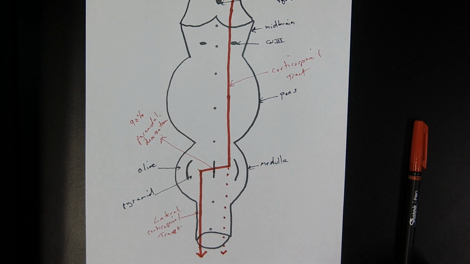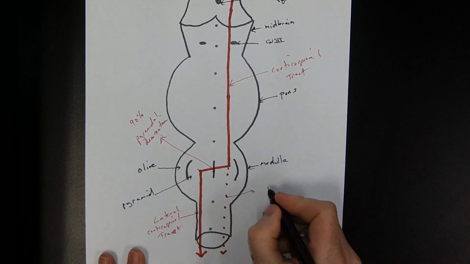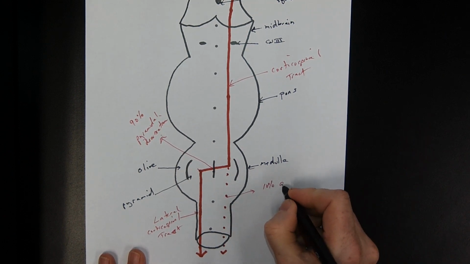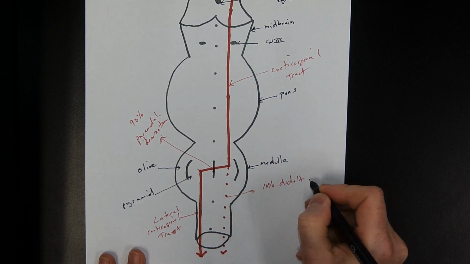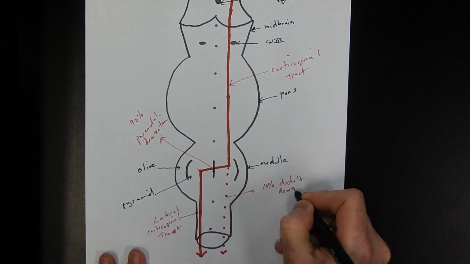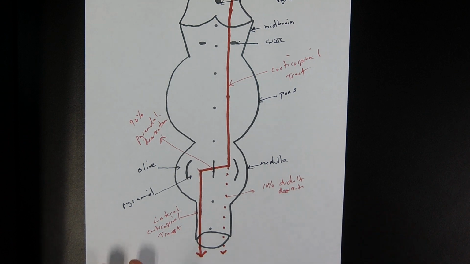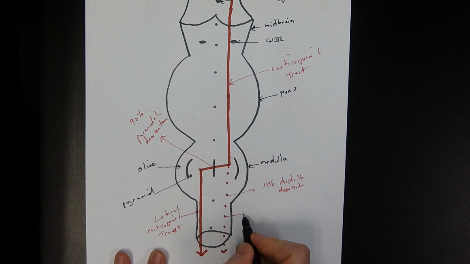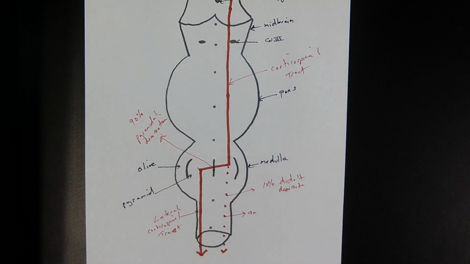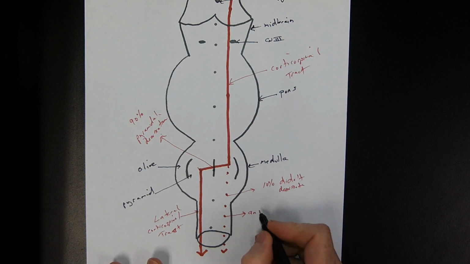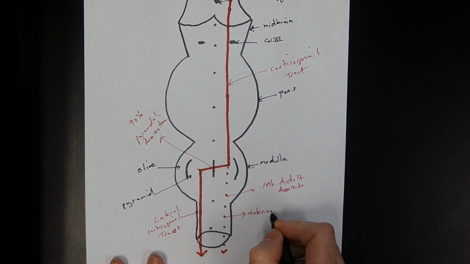Okay, this is an extra 10%. So these are the 10% that didn't decussate. Okay, the 10% that didn't decussate, that's going to be your anterior corticospinal tract. And if you remember the spinal cord cross sections we did, you have the lateral corticospinal and the anterior. We're going to look at that here in a little minute, but this is where those axons come from.